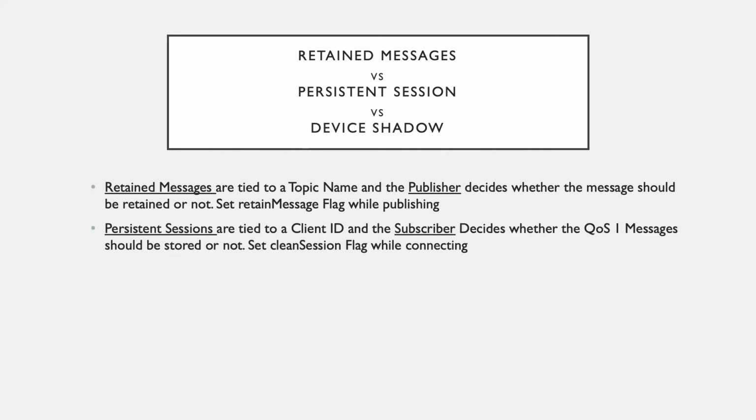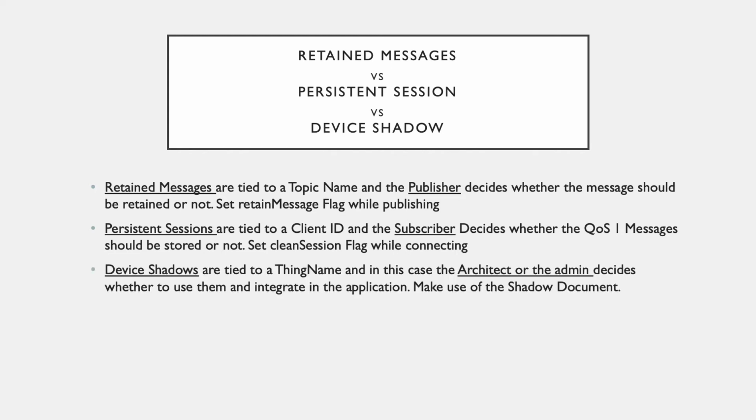Persistent sessions are tied to a client ID, and the subscriber decides whether the QoS1 messages should be stored or not. This is done by setting the clean session flag when it makes the connect call. Lastly, device shadows are tied to a thing name, and in this case, the architect or the admin will decide whether to use them. Right? So thing name inside AWS IoT.